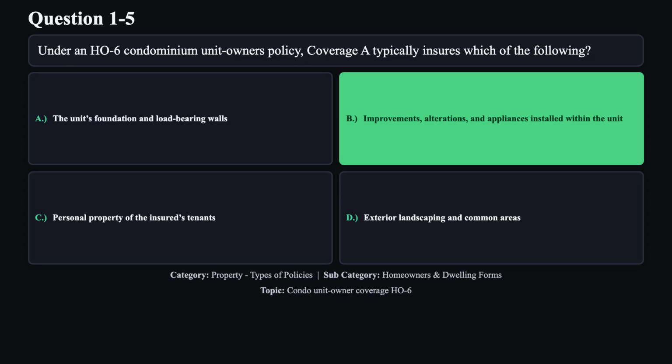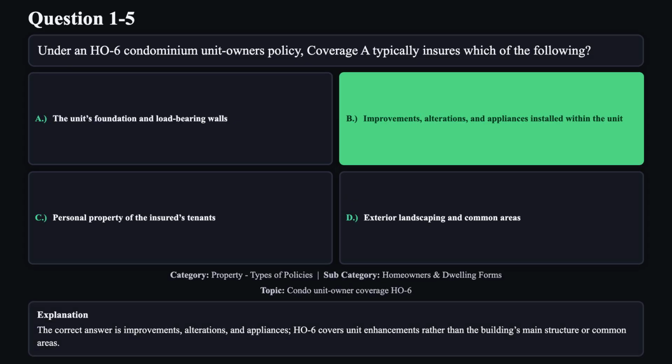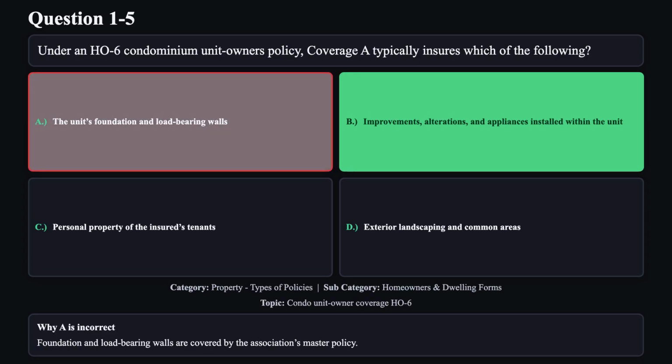The correct answer is B. The correct answer is improvements, alterations, and appliances. HO6 covers unit enhancements rather than the building's main structure or common areas. Reason A is not correct. Foundation and load-bearing walls are covered by the association's master policy.